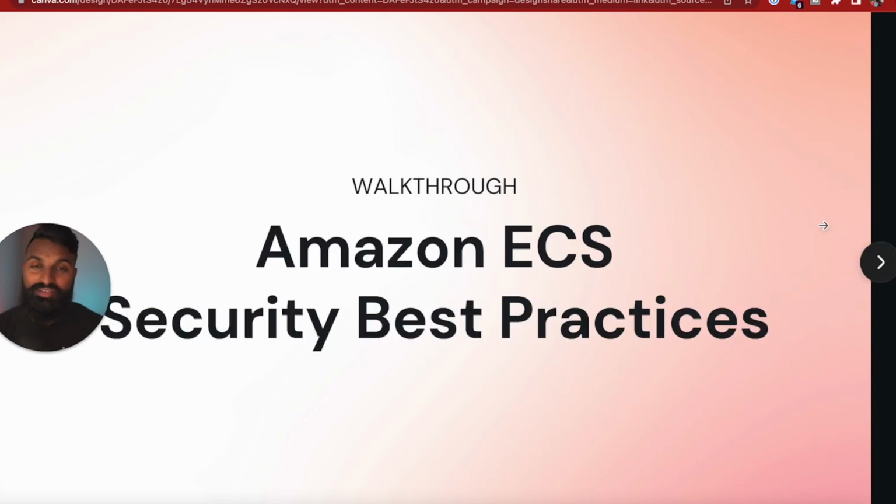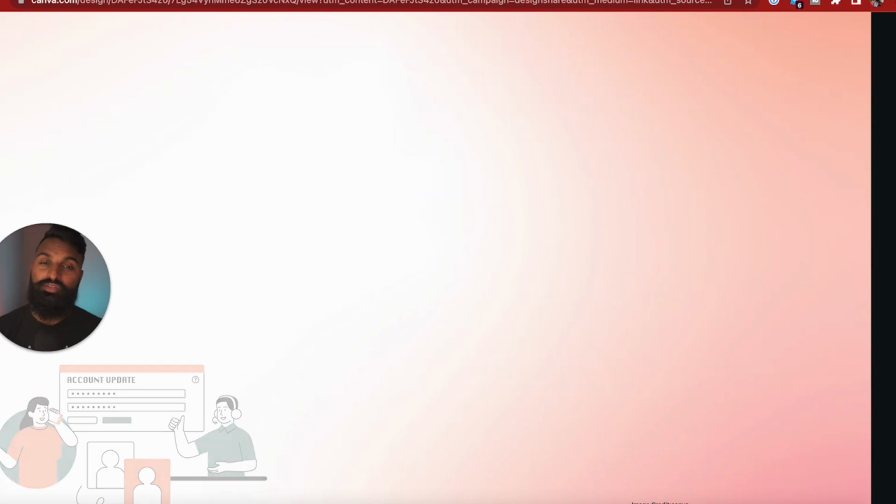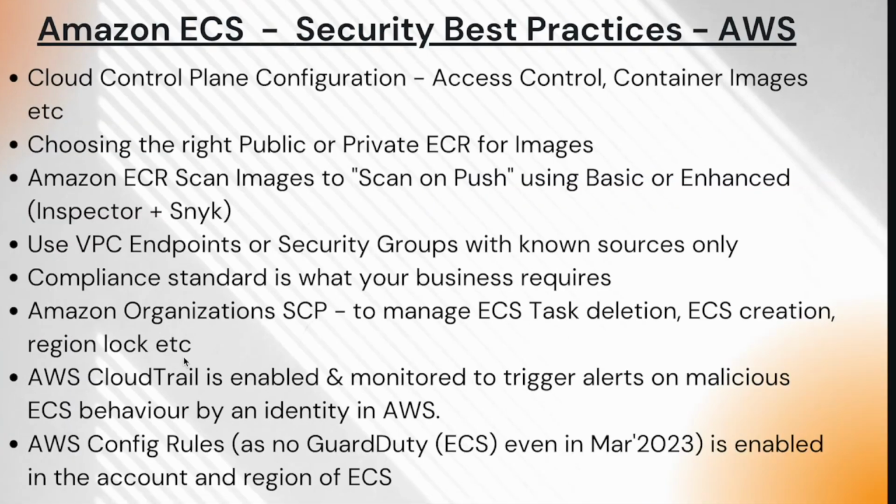Let's walk through the security best practices. Because this is a semi-managed service, there are components which are managed by Amazon and there are components that are managed by you yourself as a client. The first thing you would look at as a security best practice from an Amazon perspective is the control plane. That is the AWS console. Who has access to it?